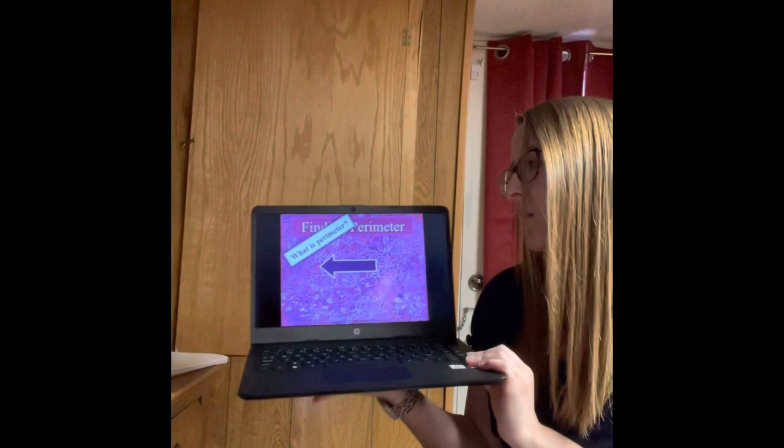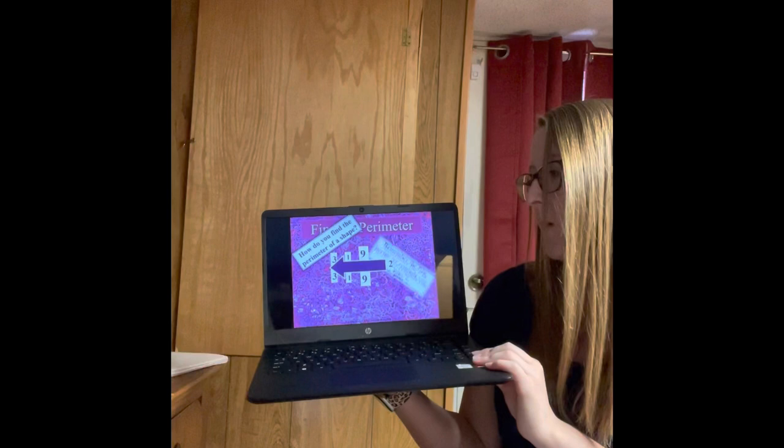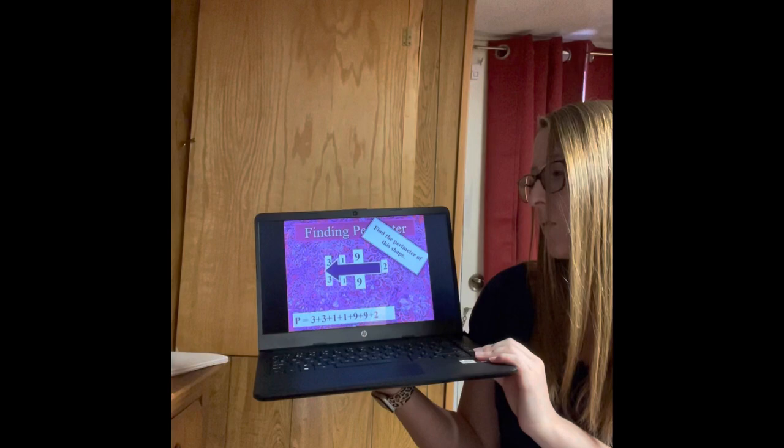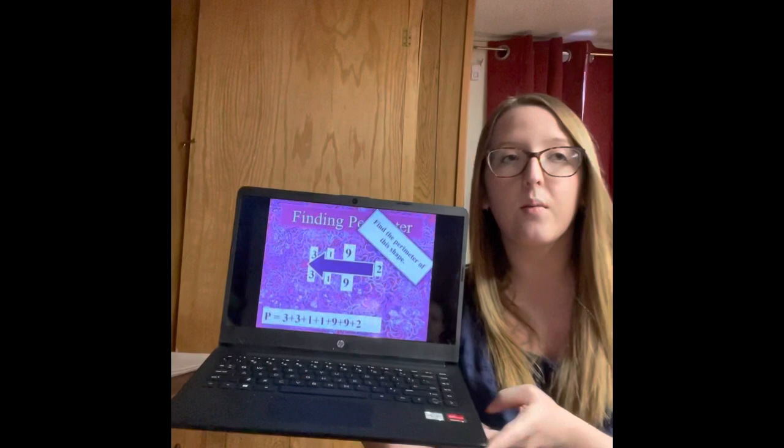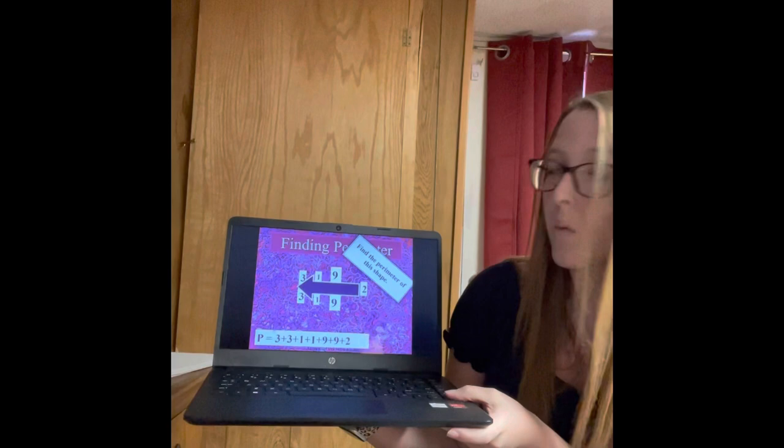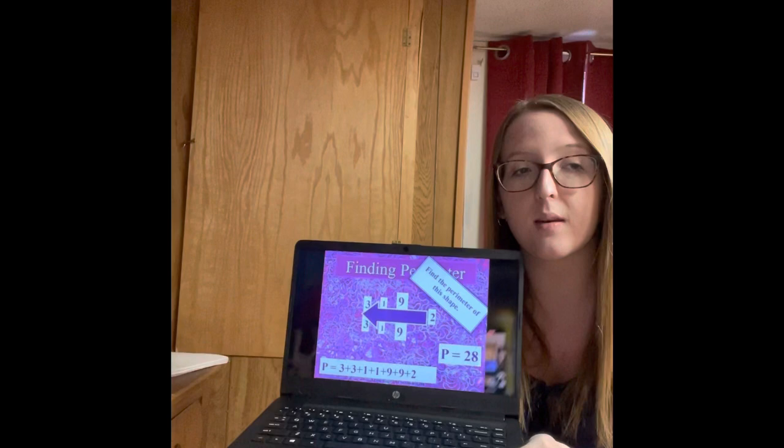What is the perimeter of this arrow? We're going to write down P equals 3 plus 3, plus 1, plus 1, plus 9, plus 9, plus 2. When we add all of that up together, we get 28. The perimeter of this arrow is 28.